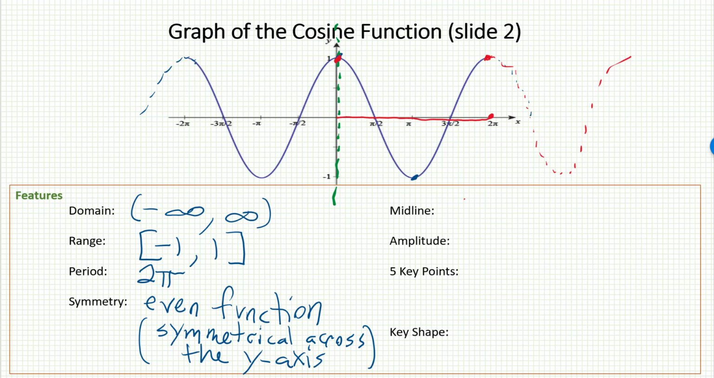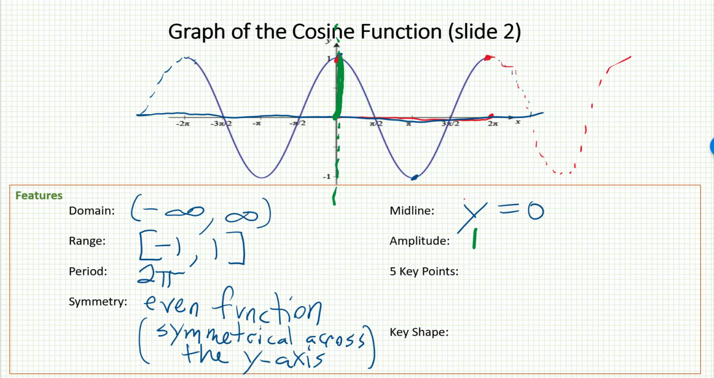How about the midline, the horizontal line that cuts the graph in half? Well, once again, it's just the x-axis, which has equation y equals 0. The amplitude, the vertical distance from the midline to the top, is once again 1.